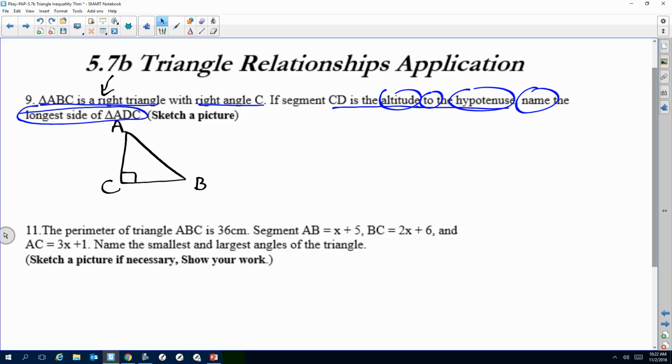Hypotenuse. Who is the hypotenuse? B. Yeah. This is the hypotenuse. All right, here it is. Okay. Yeah, I just abbreviated hypotenuse. Okay. So, an altitude has to be perpendicular to a side, from a vertex to a side, okay?